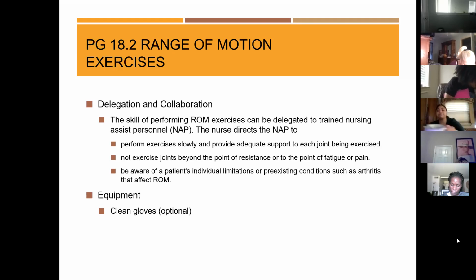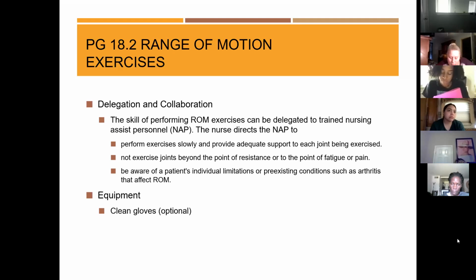Make sure that they know not to exercise those joints beyond the point of resistance. So if your patient physically is unable to move their wrist to the side, then don't make them. That's what that means. So they need to make sure that they're aware of this, okay? And make sure that we know the patient's limitations or any existing conditions like arthritis that might already affect their range of motion, okay? Because all it's going to do is frustrate each person if they're trying to make them do exercises and they can't. So always be sure to let your nursing assistant personnel know that.